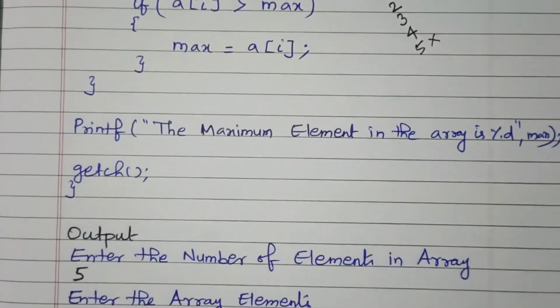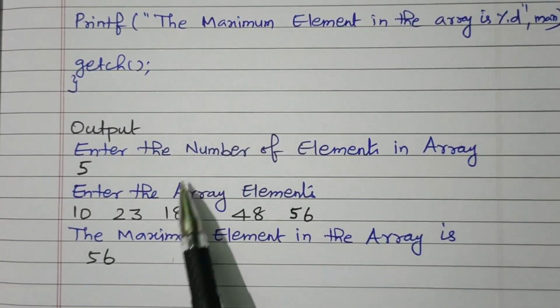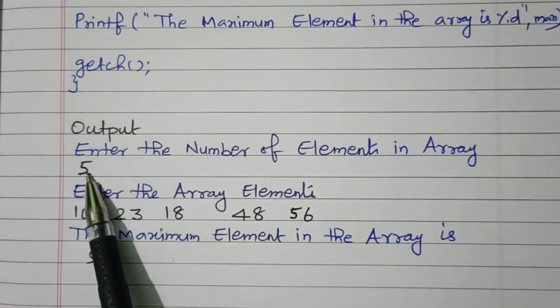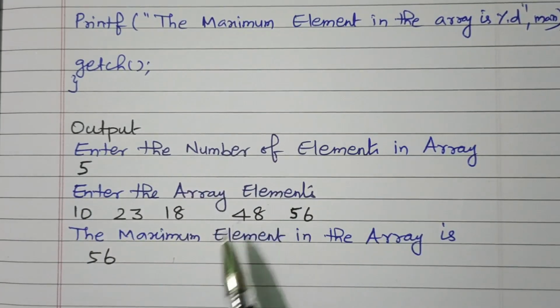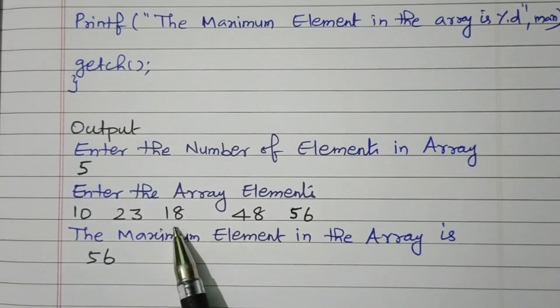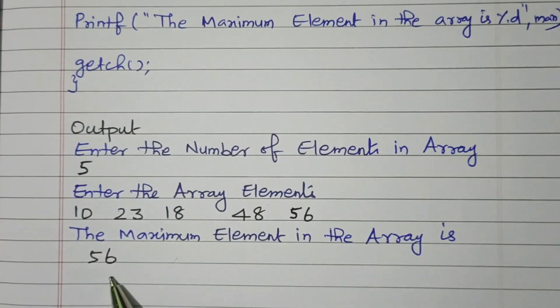Now we'll see the output. What is the output of this program? Enter number of elements in the array: 5. We enter 5. Now enter array elements. We ask the user to enter 5 elements: 10, 23, 18, 48, 56. So the maximum element in the array is 56.